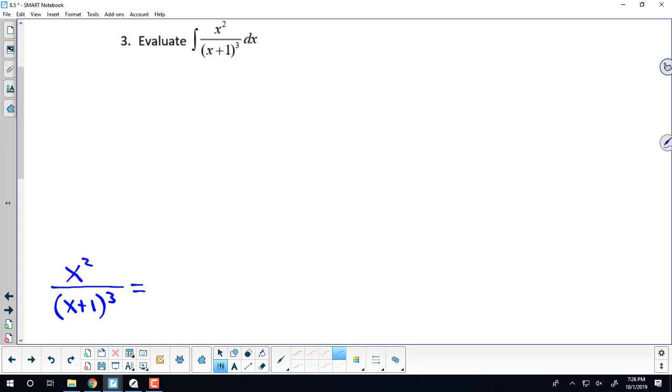By powers, so it would look like A over x plus 1, then what? B over x plus 1 squared. Okay, we account for the square with another constant, B over x plus 1 quantity squared. And then what? C over x plus 1. Yeah, another constant over the quantity cubed.